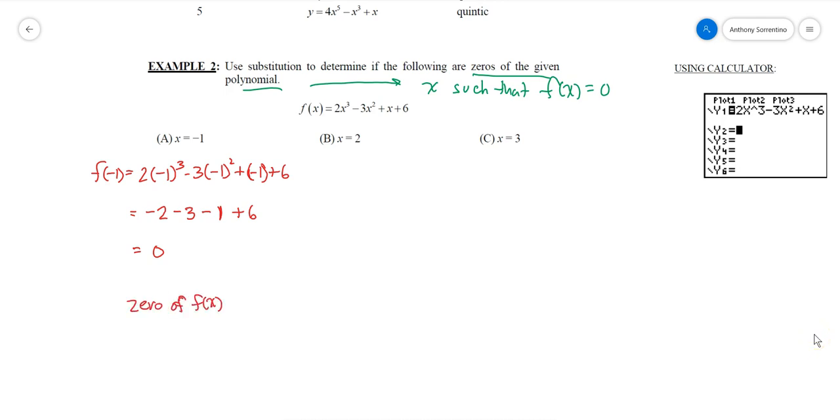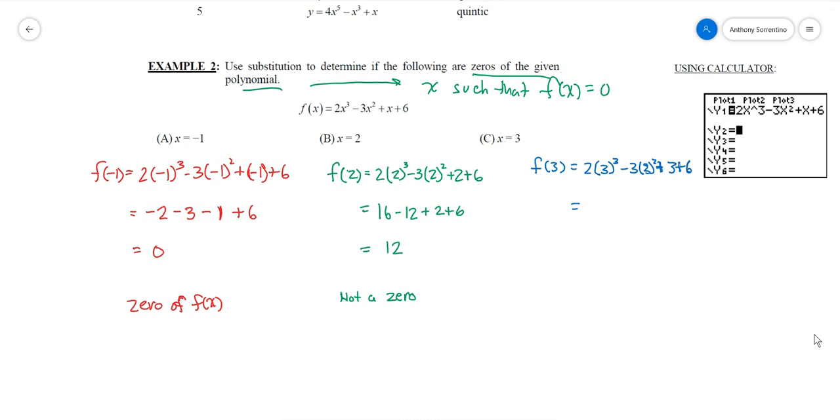When I go to the second one, f of 2, I did my substitutions first. I'm now going to start working these out. 2 to the third power is 8 times 2 is 16. 2 squared is 4 times 3 is 12, and I'm subtracting that 12. Plus 2 plus 6. 16 minus 12 is 4, plus 2 is 6, plus 6 is 12. That's not equal to 0, so this is not a 0 of the polynomial. And of course the last one, I would do f of 3.